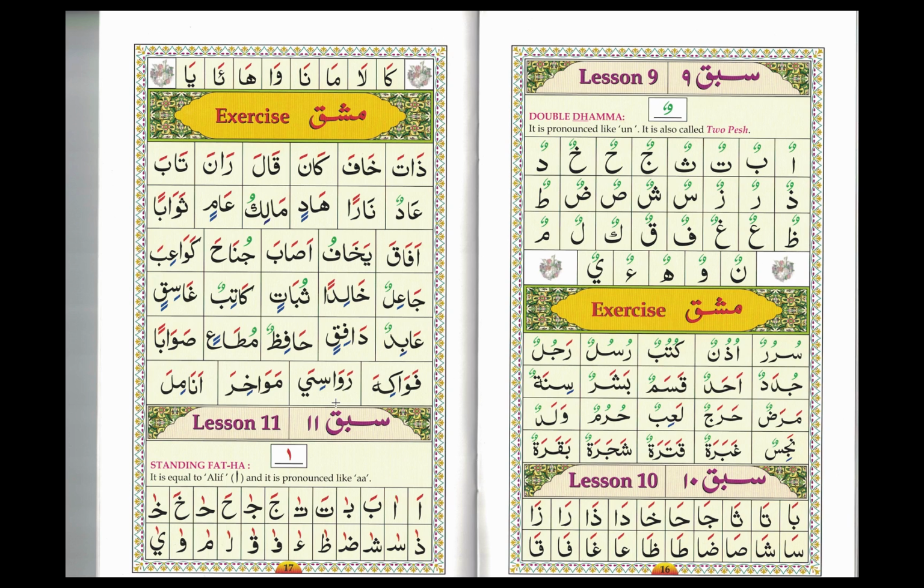Rawa. Then a sin with a kasra. Si. Rawasi. And then a ya with a fatha. Ya. And now you say the whole thing together. Only stretching the alif letter in the middle. Rawasiya. Okay, so only stretching the alif letter.